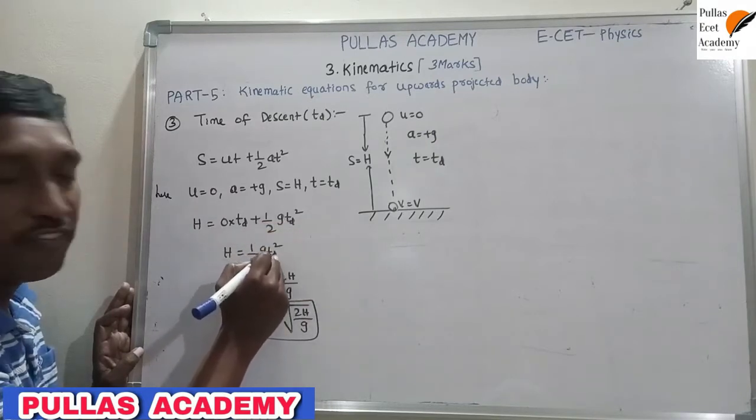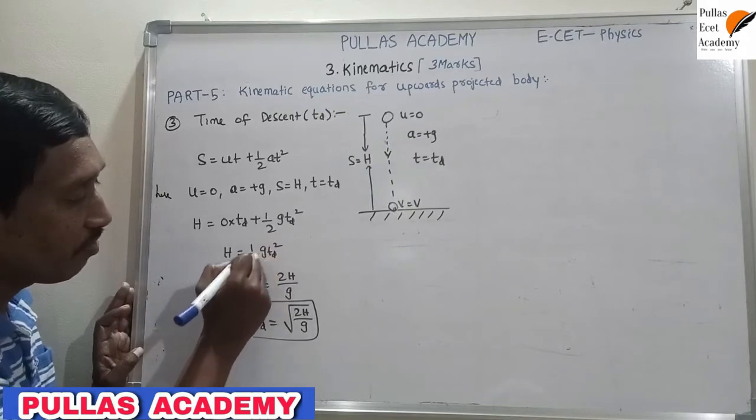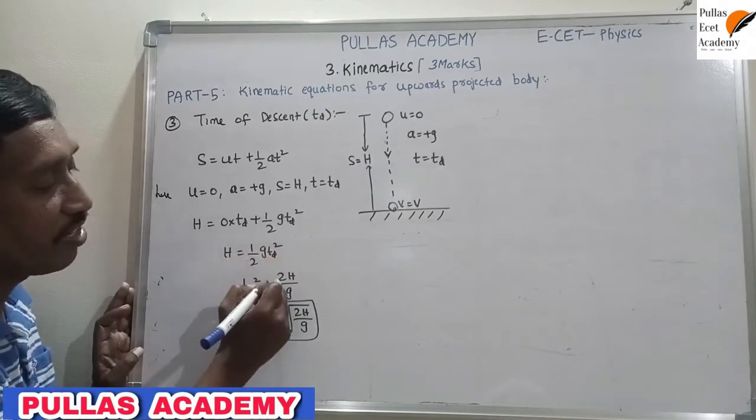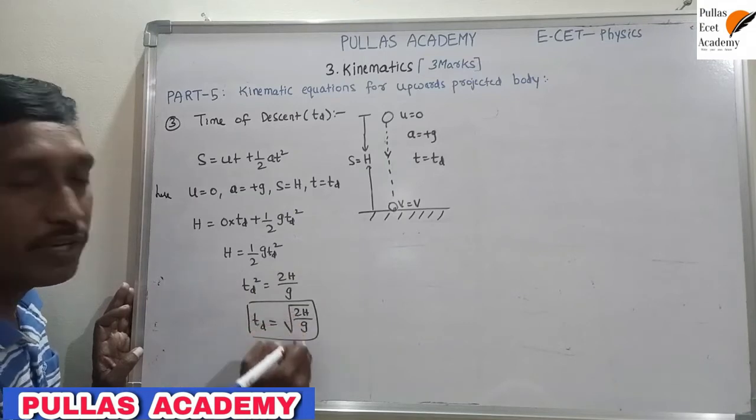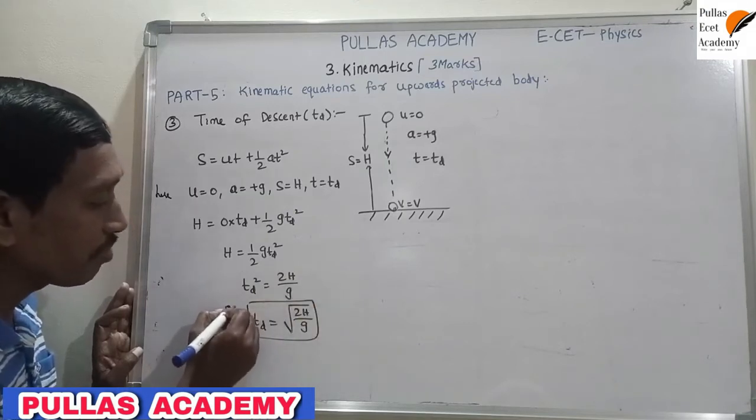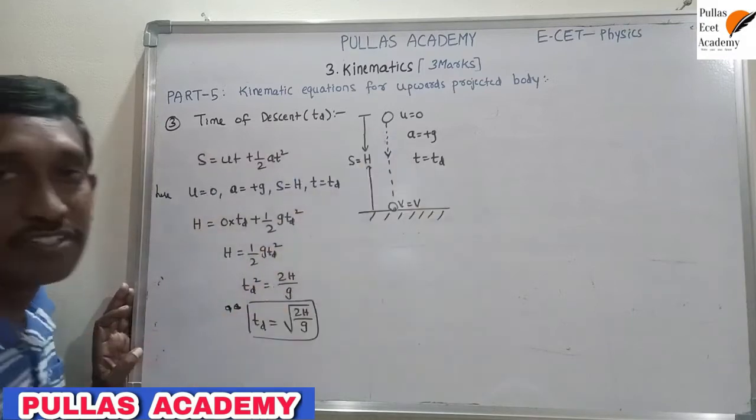So we need an expression for td. Write td square as the subject: the half g shifts to the left side, giving 2h by g. Writing td as the subject, td is equal to under root of 2h by g. This is an important expression. This expression gives the time of descent.